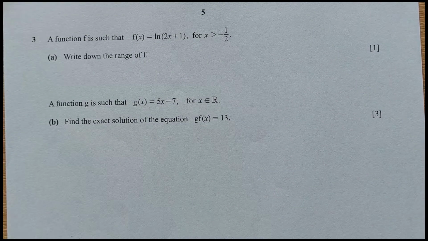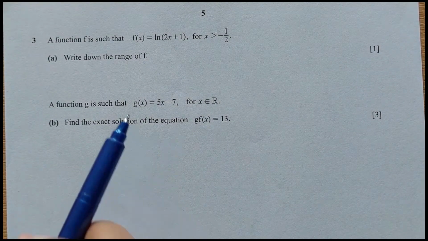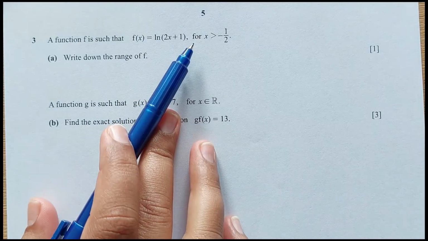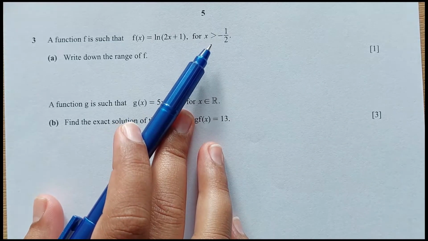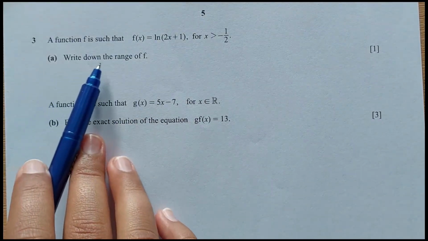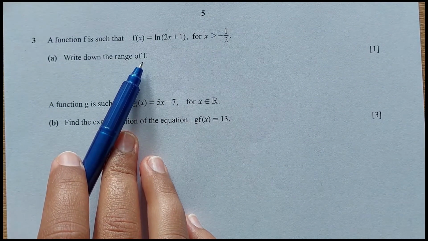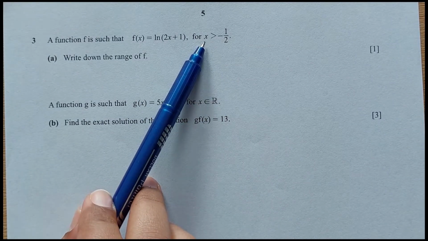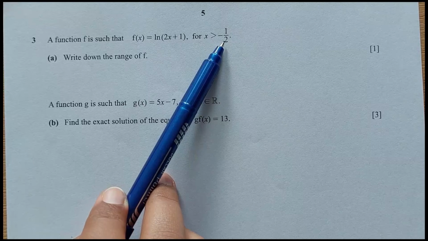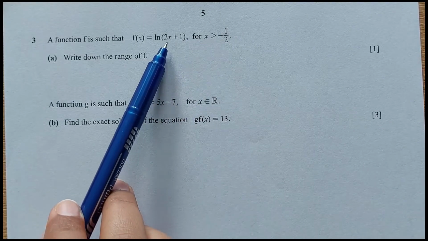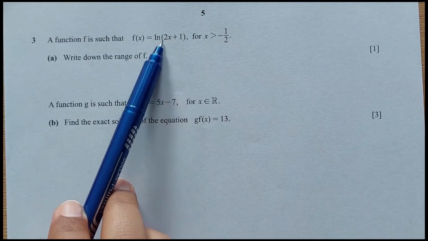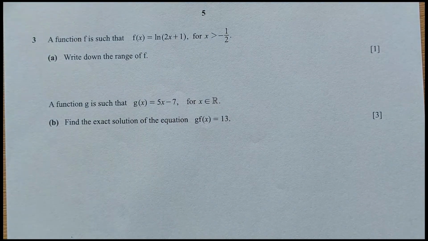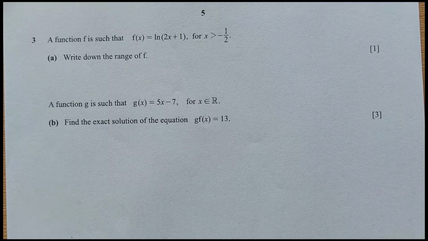Question number 3. A function f is such that we have f of x equals the natural log of 2x plus 1, where x is greater than minus 1 by 2. For part A, write down the range of f. As you can see, we have been given the domain, all the x values greater than minus 1 by 2, and when we put in all these x values, we will get the outputs, and the outputs are the range. So the resulting values all belong to the real numbers.